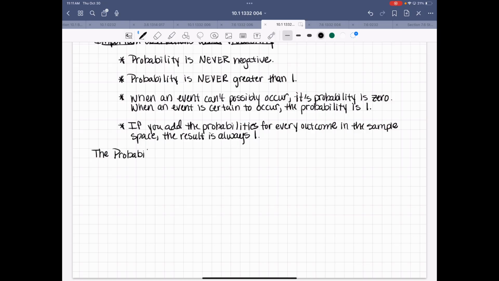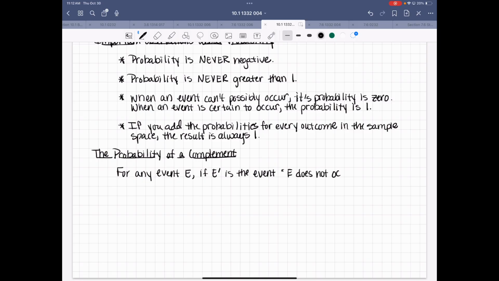The probability of a complement: for any event E, if the complement of E is the event E does not occur, then the probability of E complement equals 1 minus the probability of E.